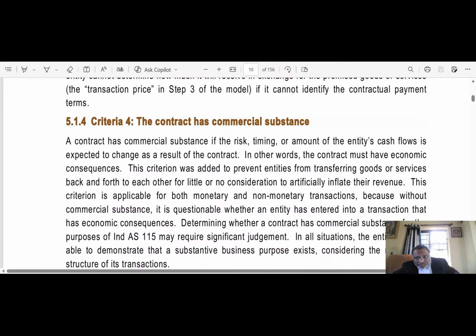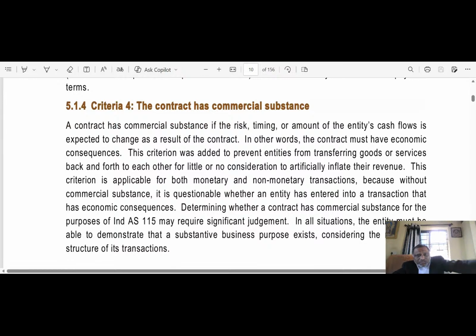Determining whether a contract has commercial substance for the purpose of Ind AS 115 may require significant judgment. In all situations, the entity must be able to demonstrate that a substantive business purpose exists, considering the nature and structure of the transaction.